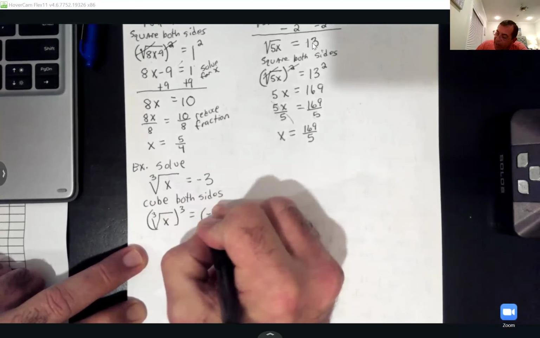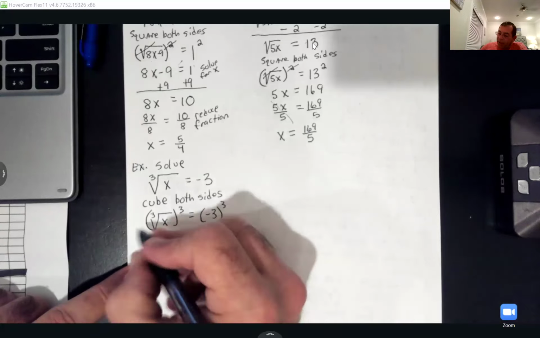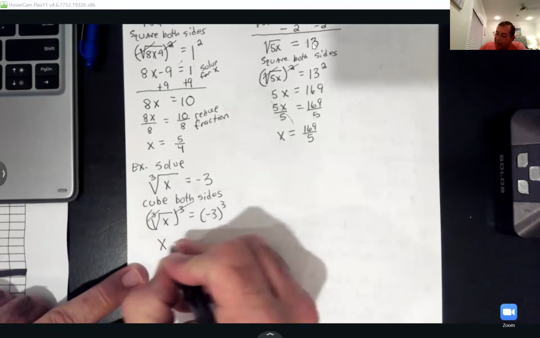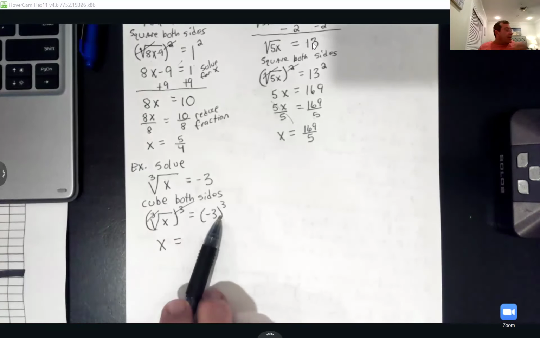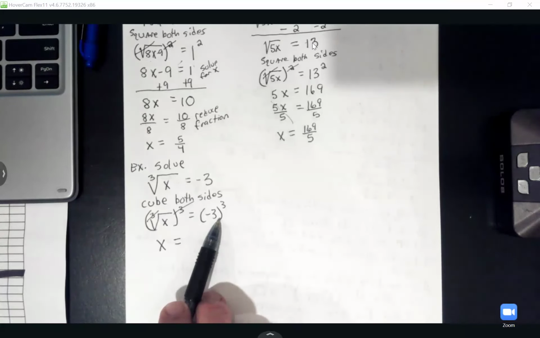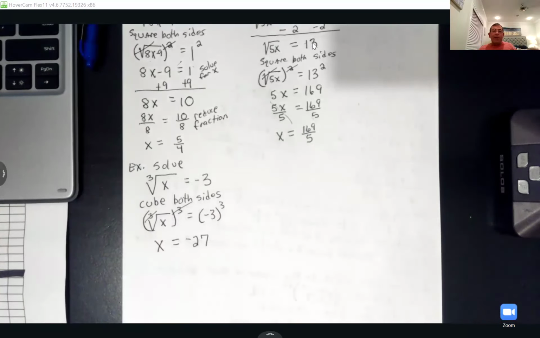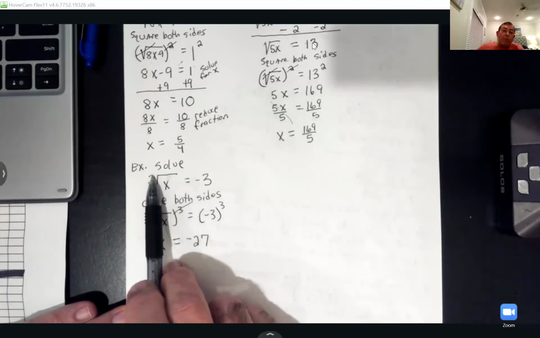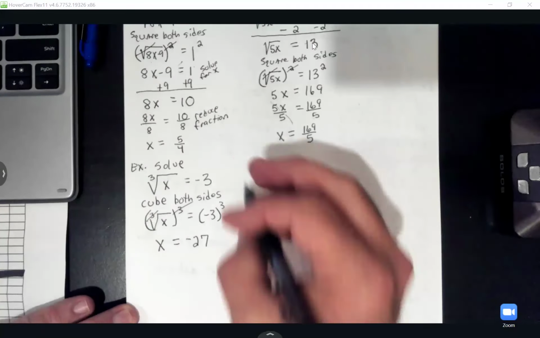And then I always put my negative numbers in parentheses. All right, so look here. That radical cancels that exponent, leaving an x. All right, y'all, let's see. We got -3 times -3 times -3. -27. There you go. And then we're done. And that makes sense if you put a -27 in. The cube root of -27 is -3, right?